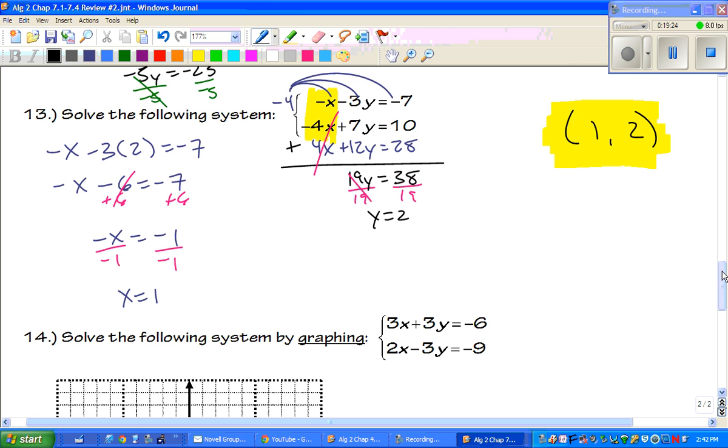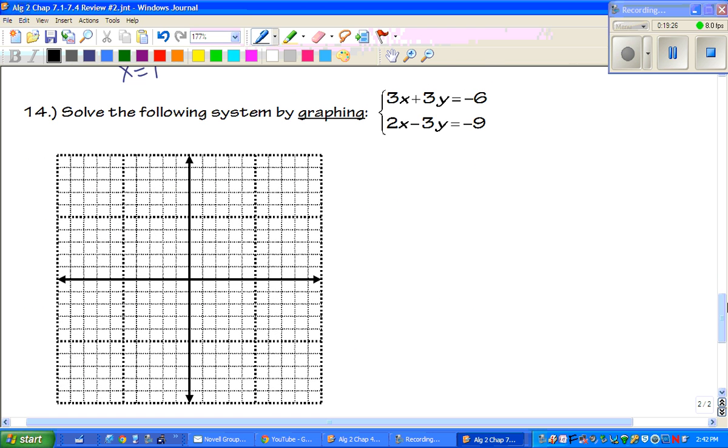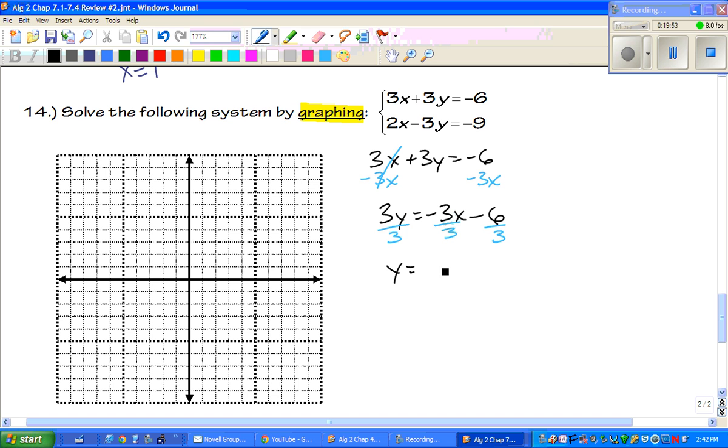All right, last one, number 14. Now, the key thing right here is to solve by graphing. So if we are going to solve by graphing, we need to get the y by itself. Okay? Divide by 3, and you get that y equals negative x minus 2.